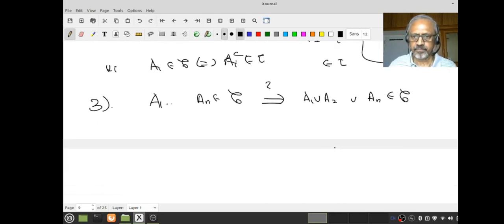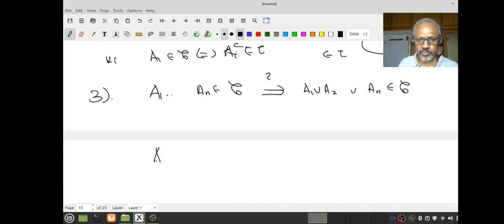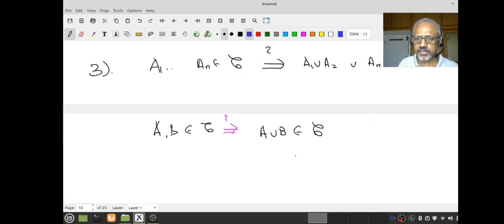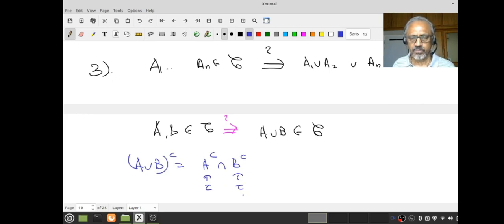Do you understand? So as usual, prove only for 2: let A and B be in C. Then I want to know whether A union B is in C. When is A union B in C? I have to look at its complement. What is that? That is A complement intersection B complement. Now what do I know about this? This is an open set, and this is also an open set. What is the property of tau, the topology? The finite intersection of elements of tau is again an element of tau. This is a finite intersection, right? Therefore this is in tau. So this is correct.